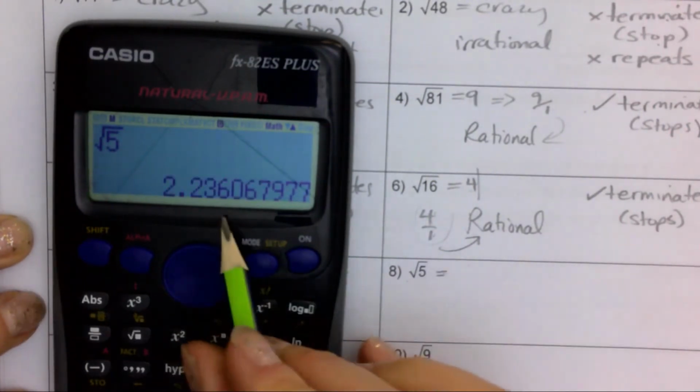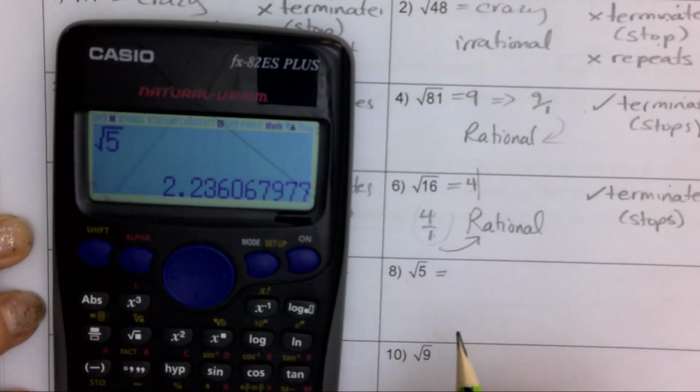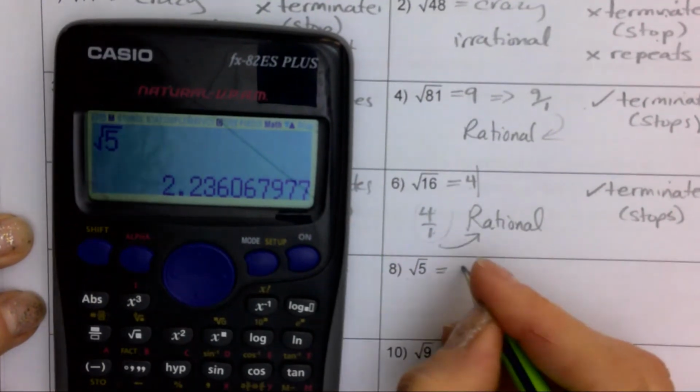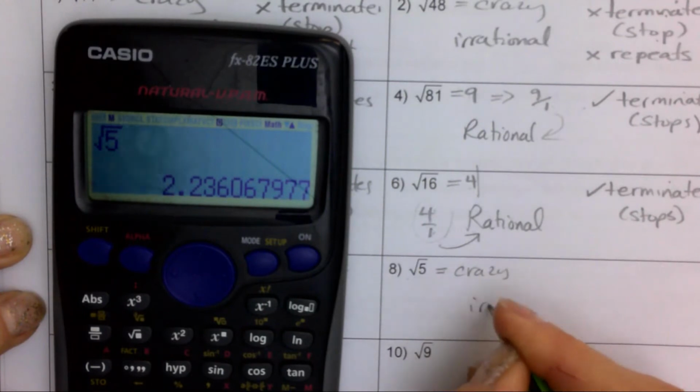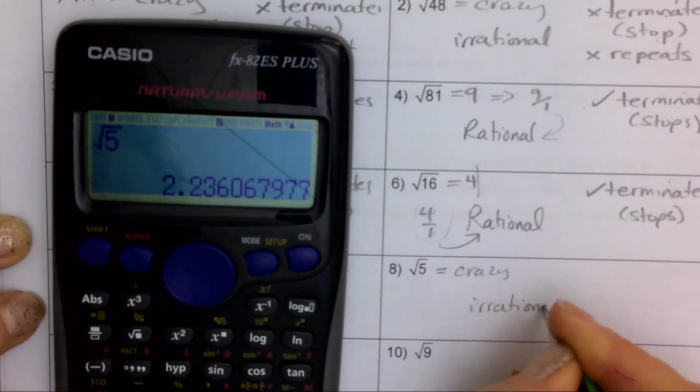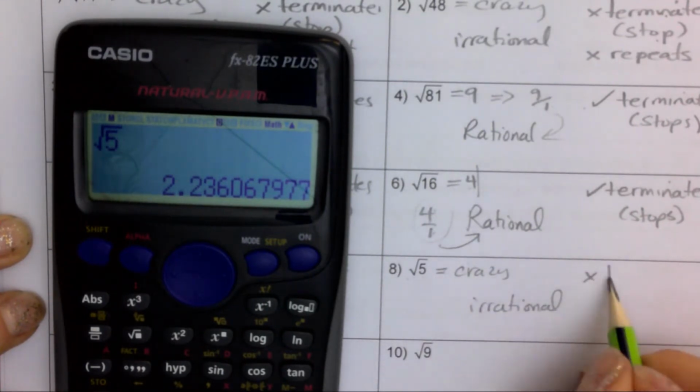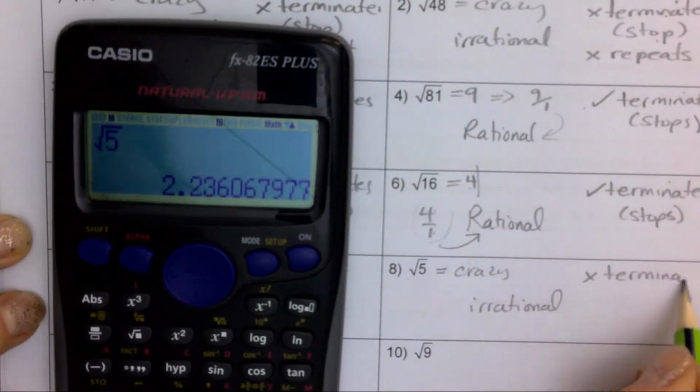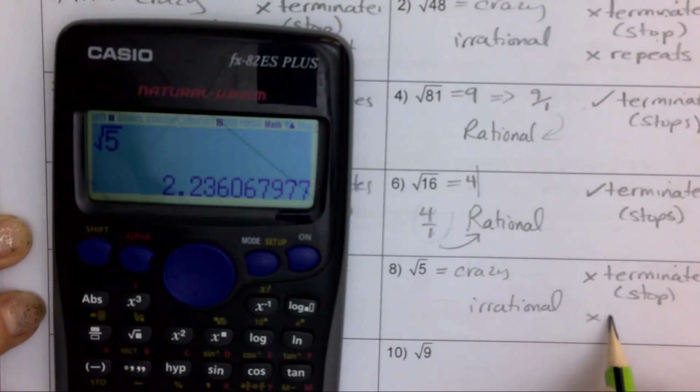Ugh, that's a crazy number. It goes on forever and ever, and it doesn't repeat. So that's crazy. So it's irrational. Why is it irrational? Because it does not terminate. It does not stop. It does not repeat.